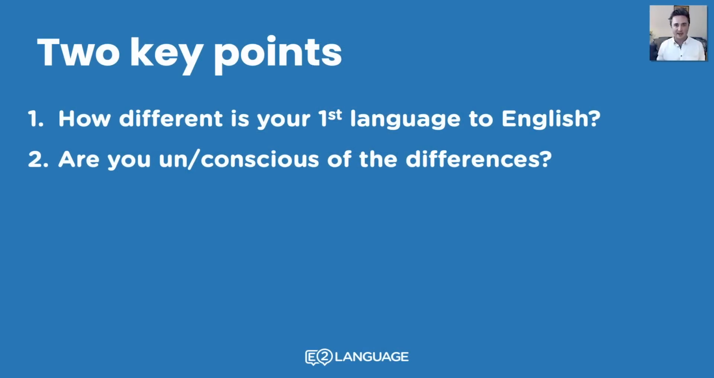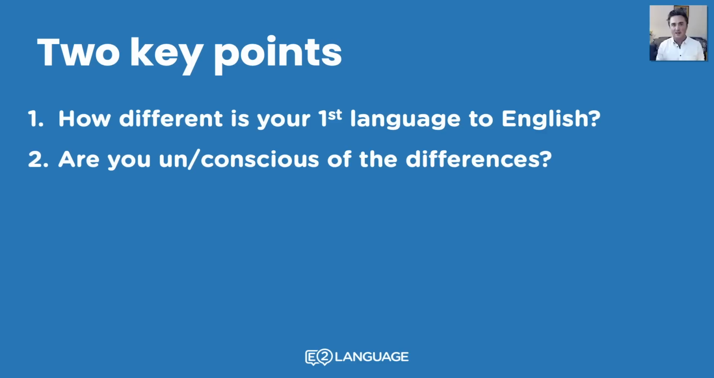Okay, there are two key points when thinking about your first language into English. That is, how different is your first language to English? Now, some languages are actually quite similar to English. For example, German is not too dissimilar to English. However, Vietnamese, in terms of speaking, is incredibly different. They have their own way of saying things and a whole different sound system to English. So Vietnamese speakers might have quite a bit of trouble when speaking English, whereas Germans might do it a bit more easily. The second key point is, are you conscious of those differences?